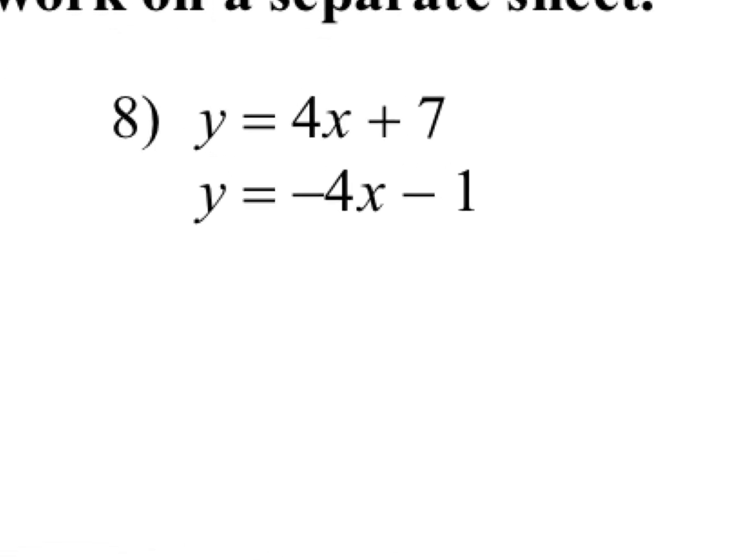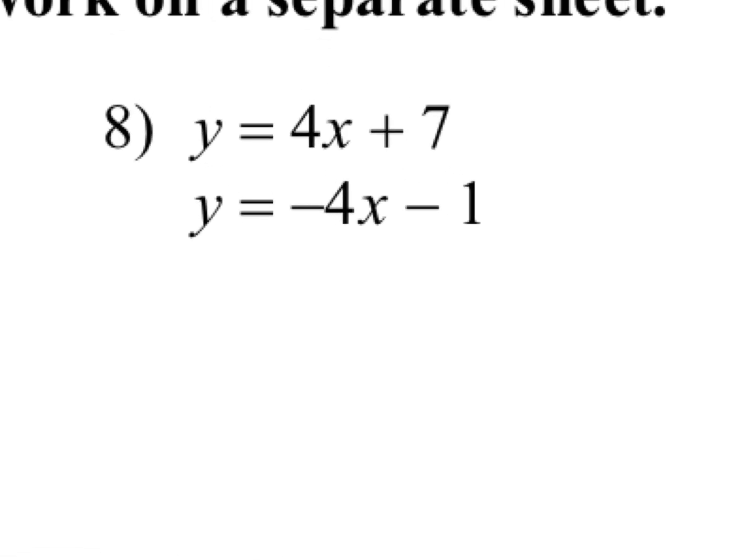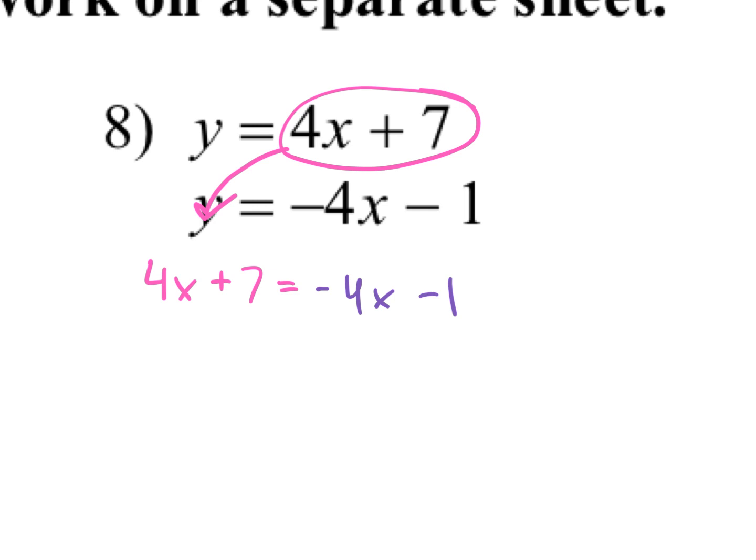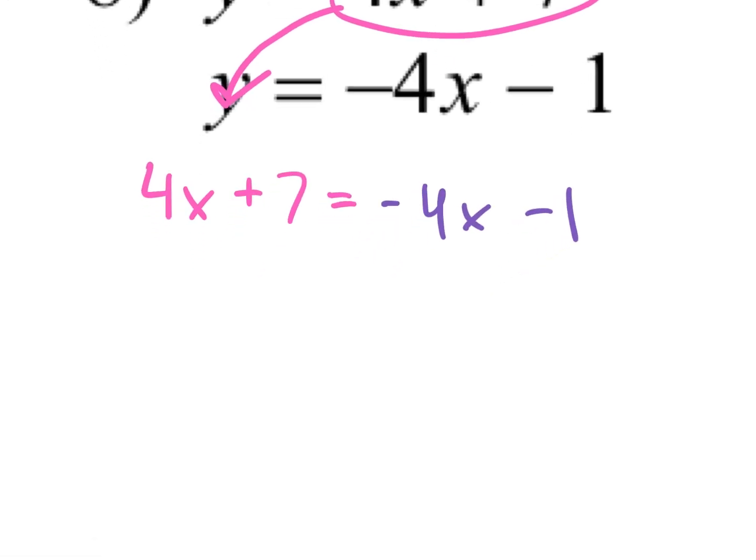Let's do 8. Do we have an x equals or a y equals? Yep, so we're going to solve with substitution. So we're going to take what y is equal to. So I'm just going to take the first equation and plug it into the y in the second equation. So we have 4x plus 7 is equal to -4x minus 1. So let's solve for x. What do you want to do? What should we do to solve for x?